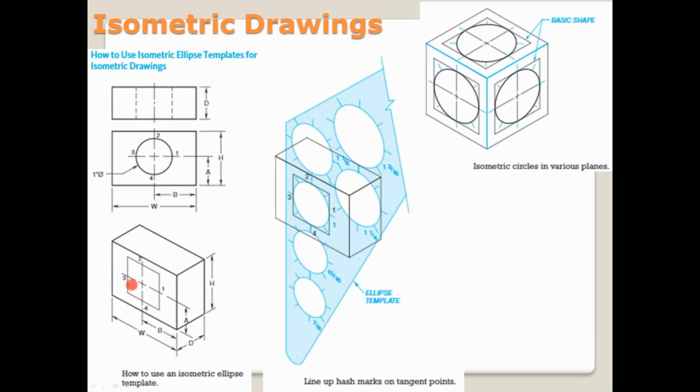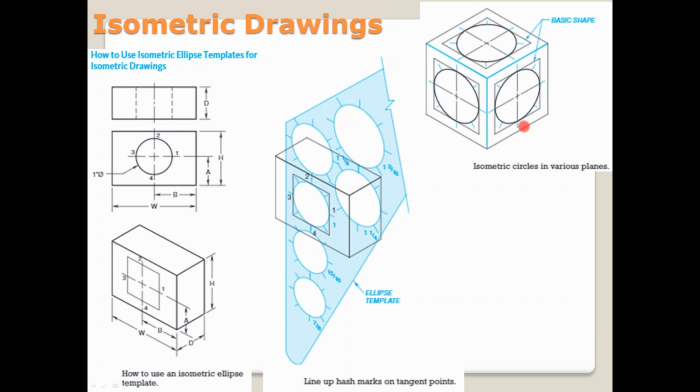Once you establish this basic shape with a center line there, now you're going to transfer. You can use one of your ellipse templates and line up with your hash line. So this is your hash line, hash line, hash line, hash line. Line them up, and then you would just draw that ellipse onto this basic shape.